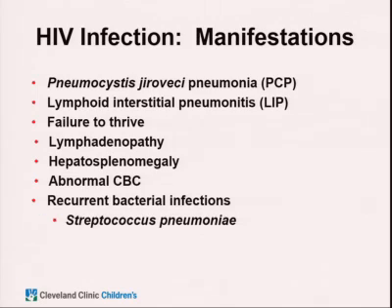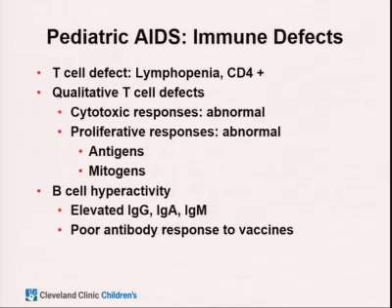These are the common clinical manifestations of HIV, which we rarely see today because we've almost completely prevented perinatal transmission of HIV by treating mom and baby. But these are the common clinical manifestations: pneumocystis, lymphoid interstitial pneumonitis, and then just general failure to thrive, lymphadenopathy, hepatosplenomegaly. And remember, these children, when we used to see them, used to commonly present with recurrent bacterial infections in the first year of life, especially with strep pneumoniae.